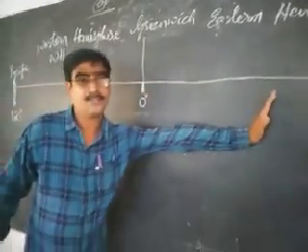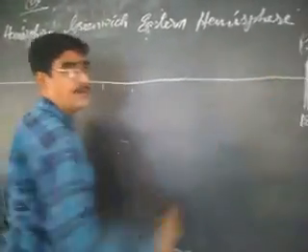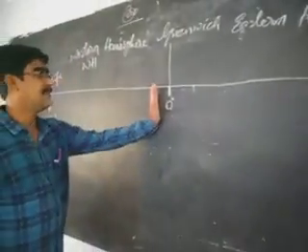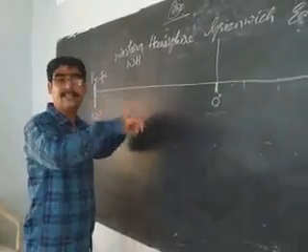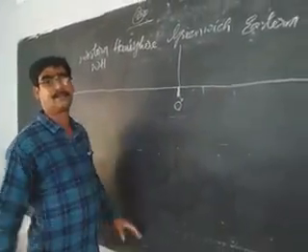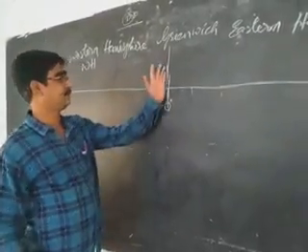In the Eastern Hemisphere there are 1, 2, 3, 4 like that up to 180. In the Western Hemisphere 1, 2, 3 like that up to 180. 180 is common for both. 0 also common for both hemispheres.